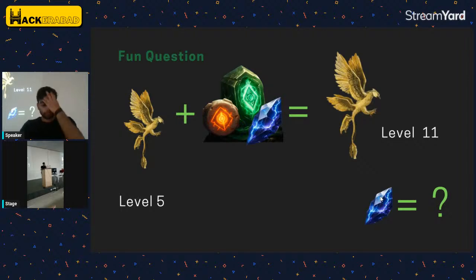Okay. As the red stone is 1 and the green stone is 2, the blue stone will obviously be 3. Now, this one looks very simple, right? Now, we'll change it a bit.